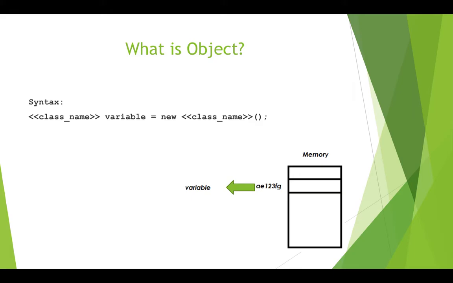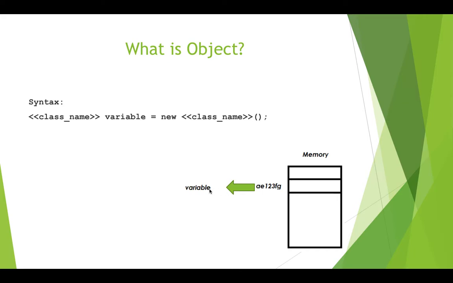Next, what is an object? An entity that has a state and behavior is known as an object. Anything in this world that a person can see and touch, those are all objects. For example, a water bottle is an object. A pen is an object. A pencil is an object. Anything the user or the person can see and touch, those are all objects.